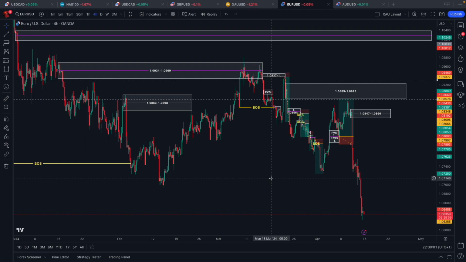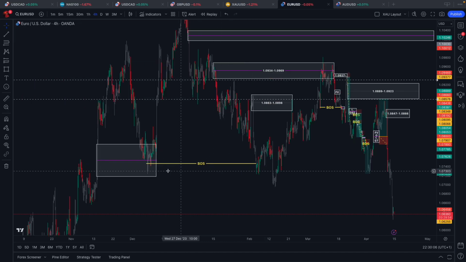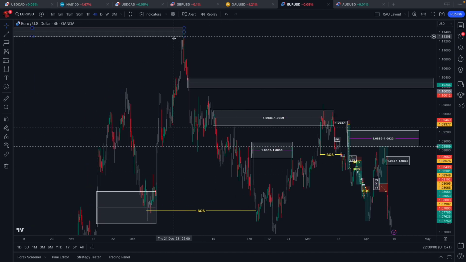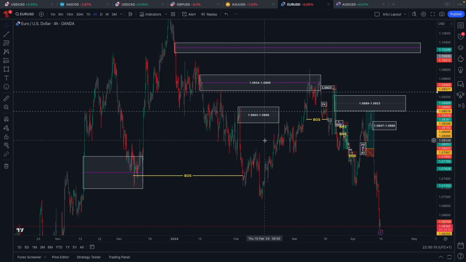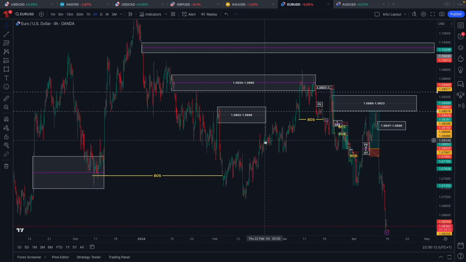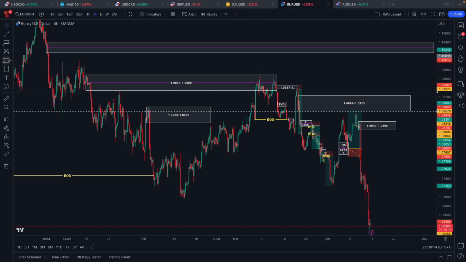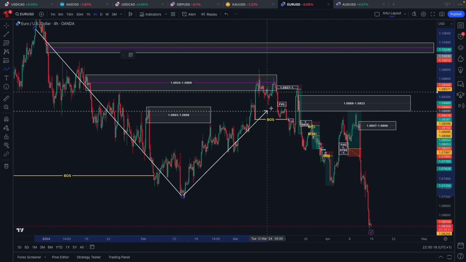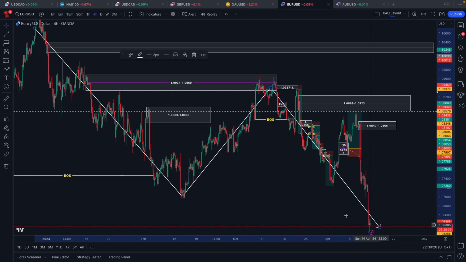Okay, the Euro US dollar market. This is the final market I'm going to be going over in today's video. You can see here break of structure to the downside after a penetration of a supply zone. This is clearly telling us that this market is trading in a bearish way. We've had the production of lower highs and lower lows, like so.